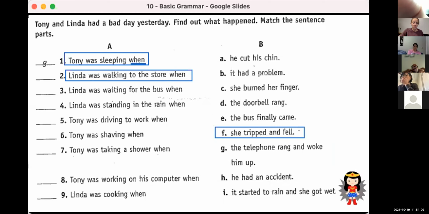Okay. Linda was walking to the store. Here's Linda walking to the store and she tripped and fell. Yeah. Poor thing.